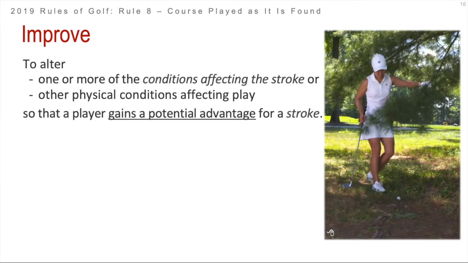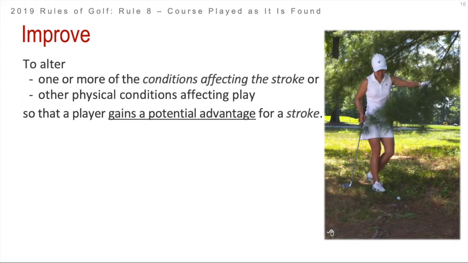So now let's talk about what it means to improve, because that's really what this boils down to. When we're talking about those 5 things, the conditions affecting the stroke, which are the lie of the ball, area of intended stance, area of intended swing, the line of play, and then sometimes the relief area, if we're dealing with a relief area situation, what this rule is really talking about is what constitutes improving one of those areas to the point where maybe we'd have a penalty. And what constitutes that is we have to alter one or more of the conditions affecting the stroke or other physical conditions affecting play so that the player gains a potential advantage for the stroke.